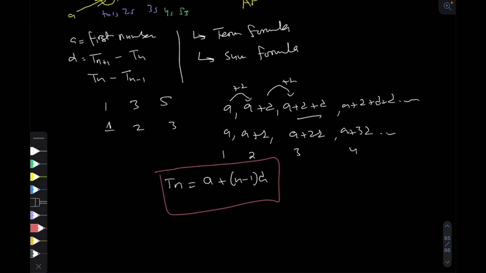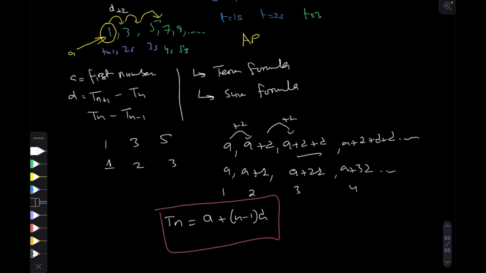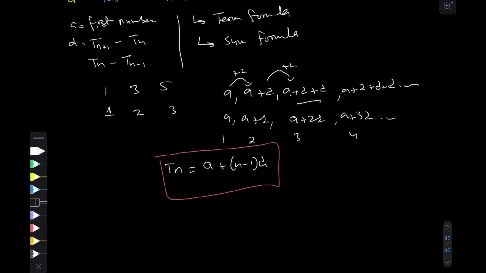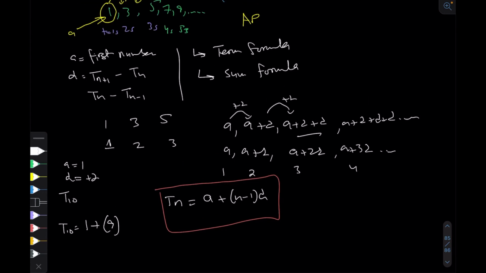So let's say I've given you this sequence and I ask you, okay, at the 10th second, where is the frog? So your A is 1, your D is plus 2, and I'm asking you what is T10. So T10 will basically be, what is A? A is 1, plus n minus 1, so 9, and what is D? D is 2.